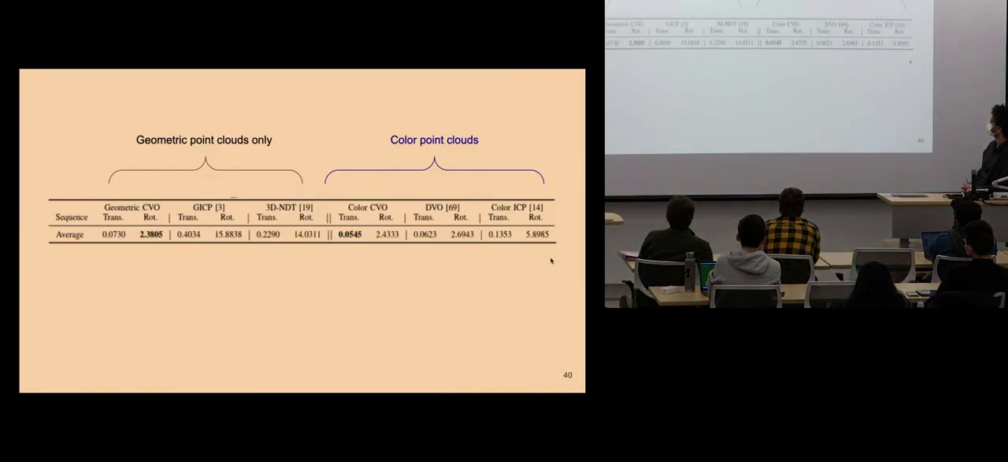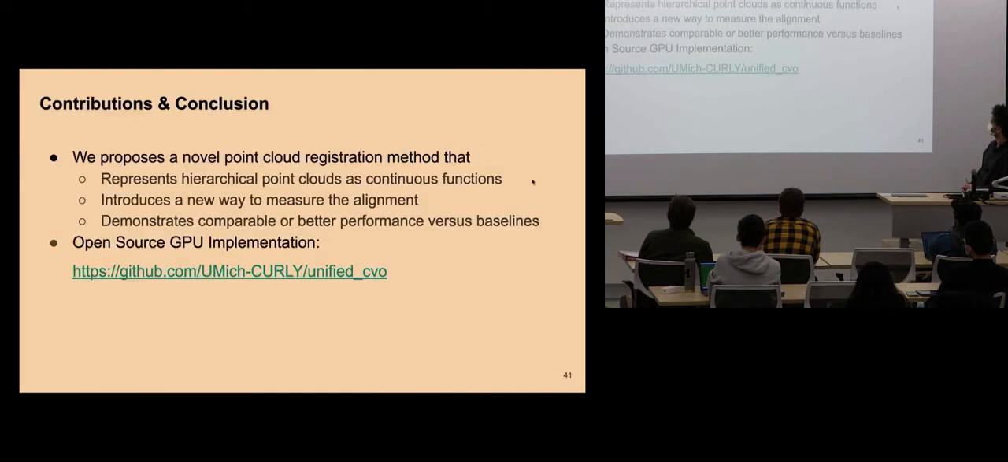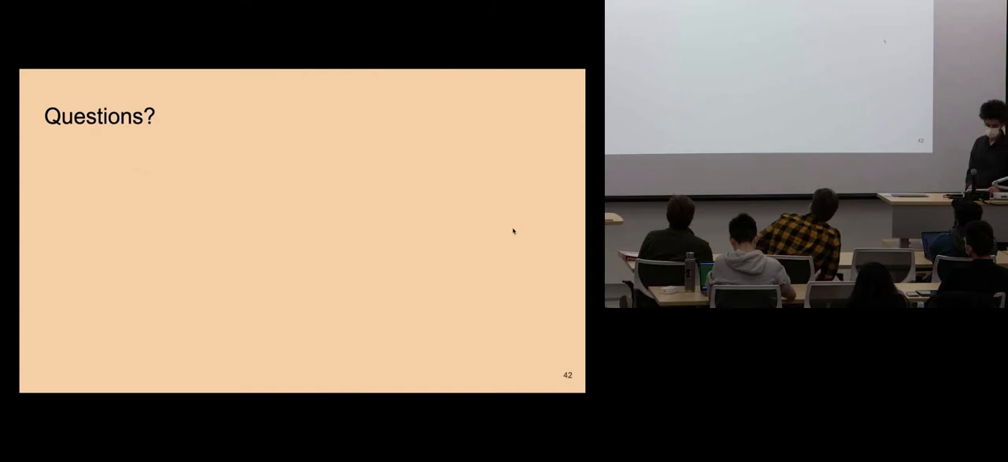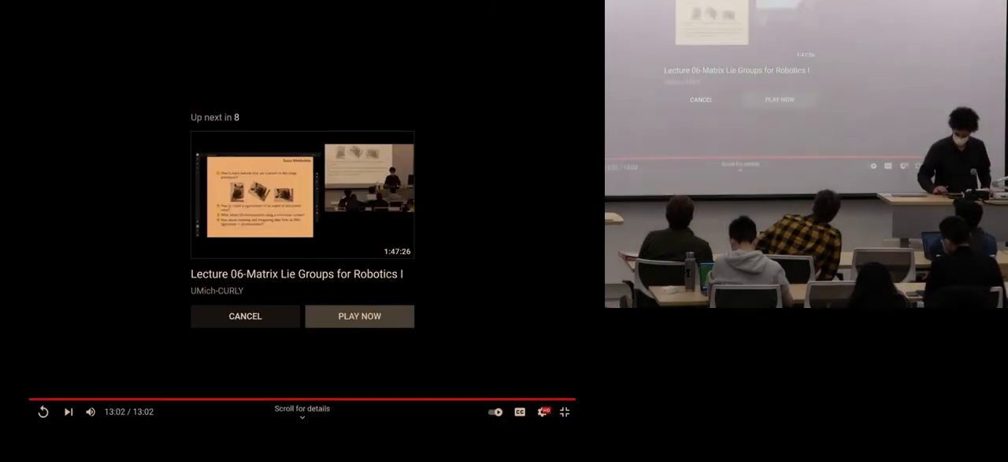In the quantitative result, we can show that our geometric results are comparable or better than geometric baselines, and our color results are comparable or even better than the color baselines. So to sum up, we propose a novel point cloud registration method that represents hierarchical point clouds as continuous functions. We introduce a new way to measure the alignment, and we demonstrate comparable or better performance versus baselines. The code is released open source. Any questions are welcome. You can talk to Ray if you have questions.